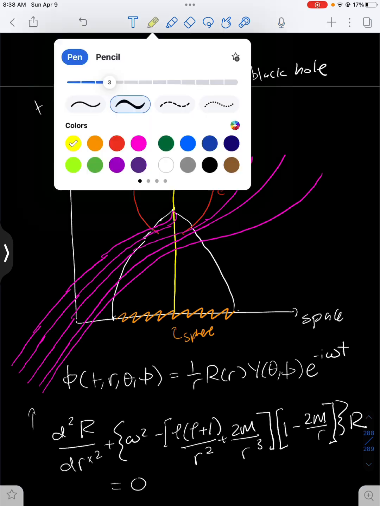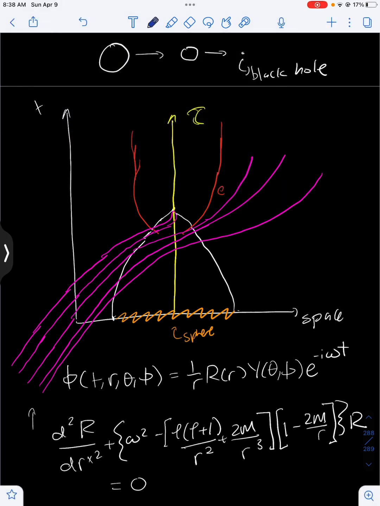Let's use a different color. Let's use a nice indigo. So these light rays in the out region will have a different form compared to the light rays in the in region over here. And now we can actually extend the analogy to a quantum field.